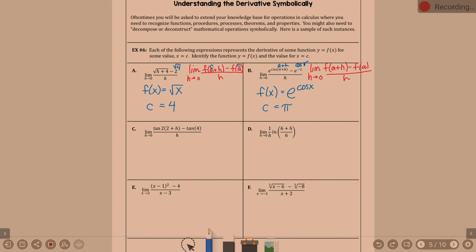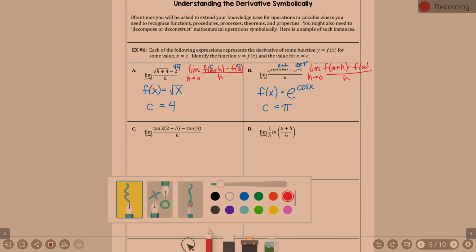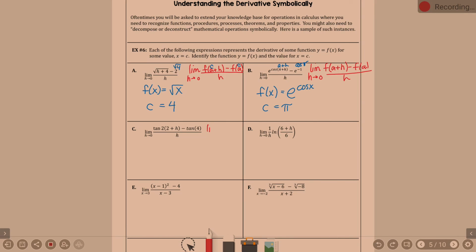So, okay, what about C? Same definition. This again is the limit as h approaches 0 of f of a plus h minus f of a all over h. And h approaches 0 and C and an h on the bottom are your two huge clues there.